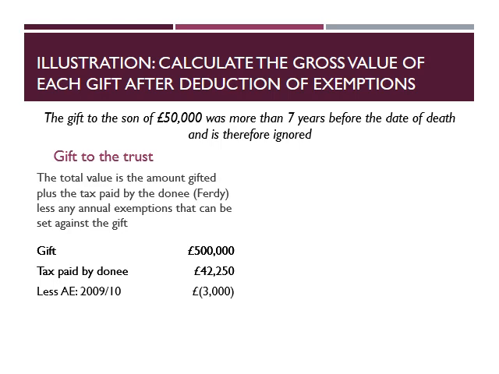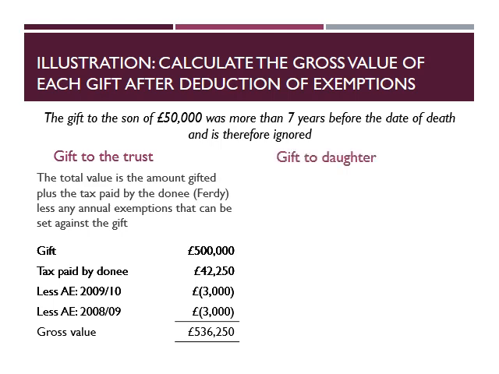We'll deduct the annual exempt amount of £3,000 for the tax year that the gift occurred in. That was 2009-10. And we can also deduct £3,000 being the annual exempt amount for the previous year because that was unused. So the gross value of this gift for inheritance tax purposes is £536,250.